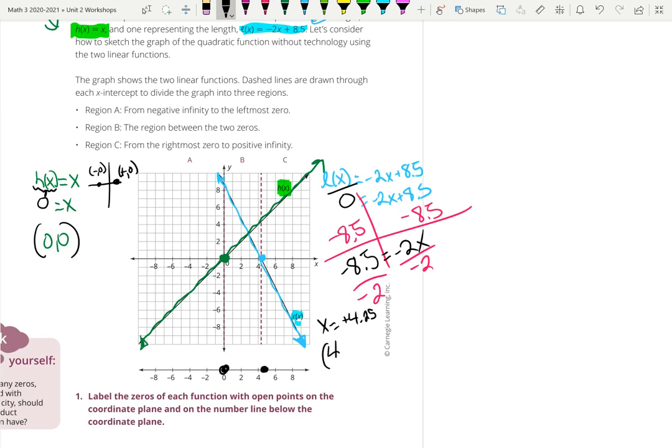Notice this point would be x is 4.25. What is the y value? The y value of all x-intercepts is 0. Hence, it matches my graph.